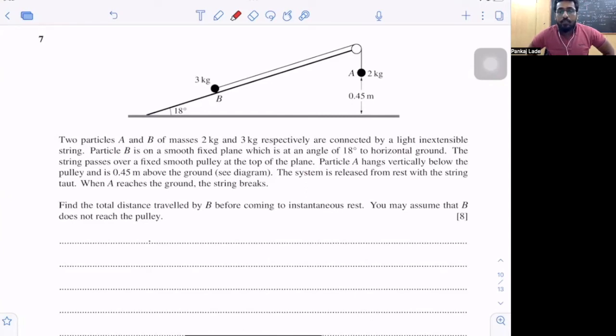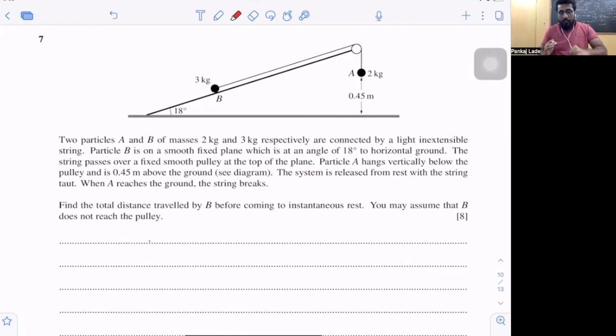The system is released from rest with the string taut, and A reaches the ground. So A is going to reach the ground. That means definitely the motion is the way I have told you. Now the string breaks. When A reaches the ground, the string breaks. Okay, but now B is already in motion. A has come down, it has reached the ground, and the string has broken.